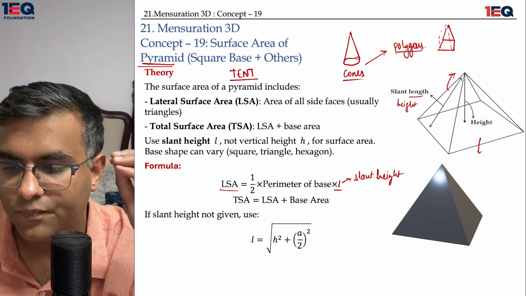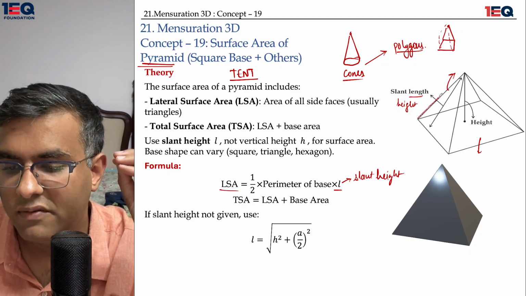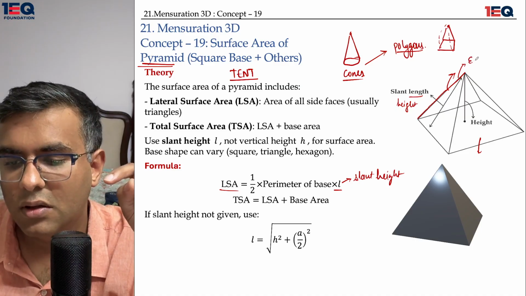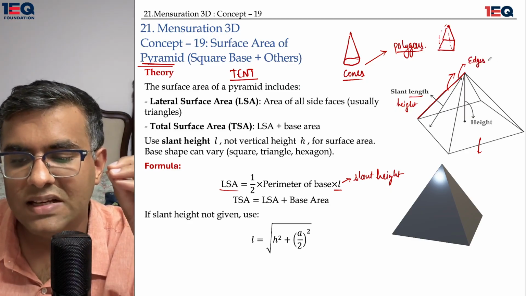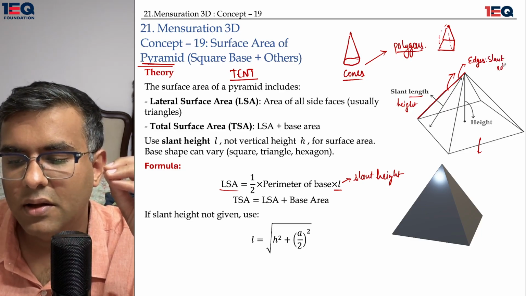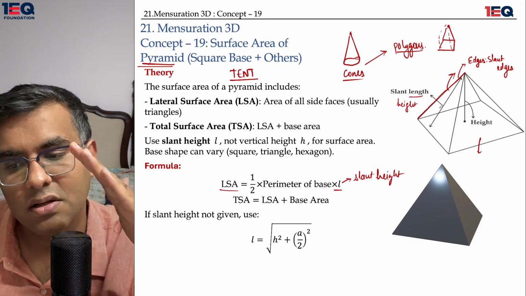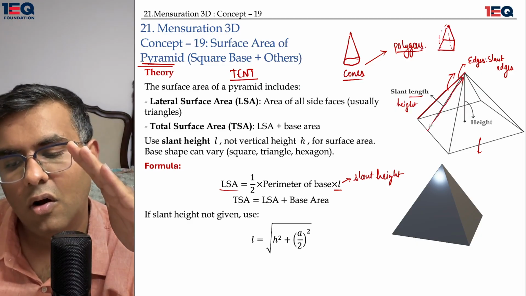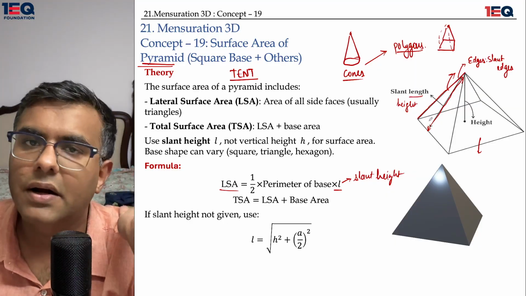If you can see this entire line, I'm drawing very slowly, look at it very carefully. This is one of the edges of a pyramid. So these edges are called slant edges, and the height of one of the faces of the triangle is basically called the slant height.